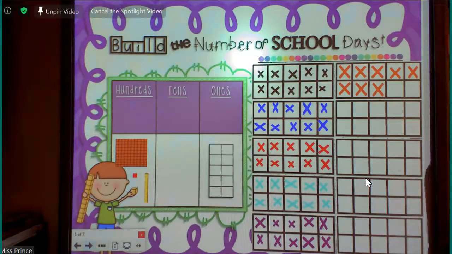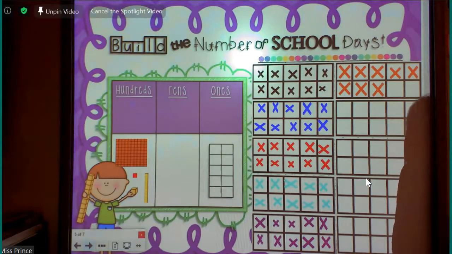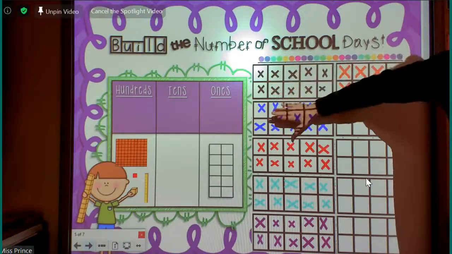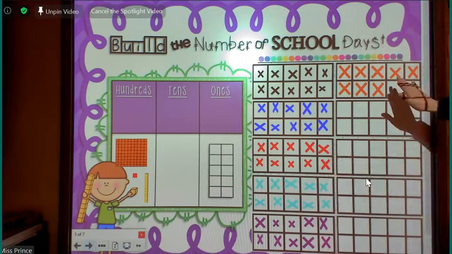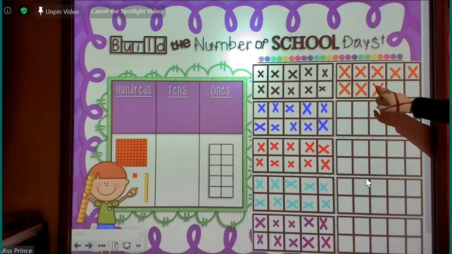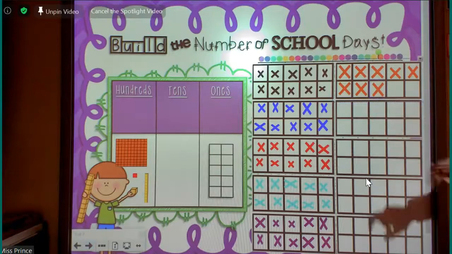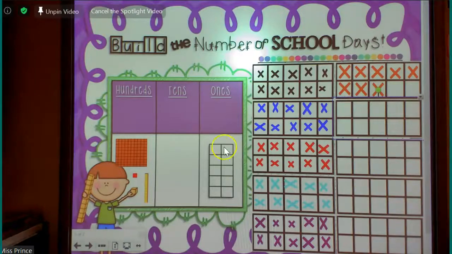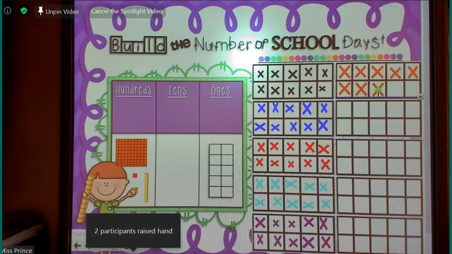We need to figure out how many days we've been in school. So, if you want to, you can count by ones, or you can count by tens. If you know how many days we've been in school, this is today, right here. This is today's mark. If you know how many days we've been in school, I want you to raise your hand. So I'm going to put all hands down and let you count, and then I will call on a friend who raises their hand. Keela, how many days have we been in school?